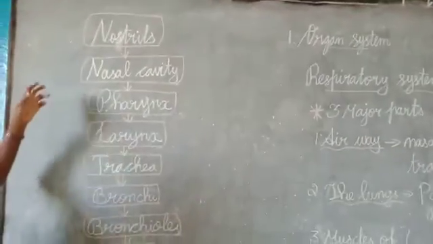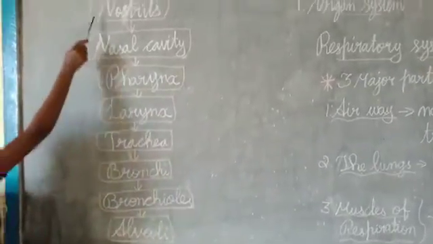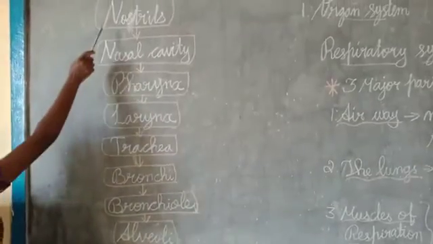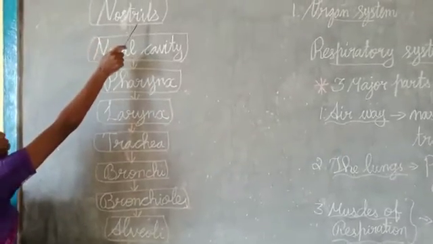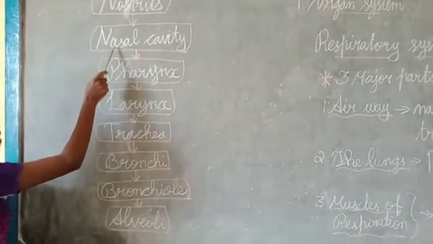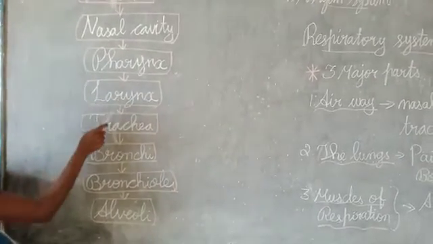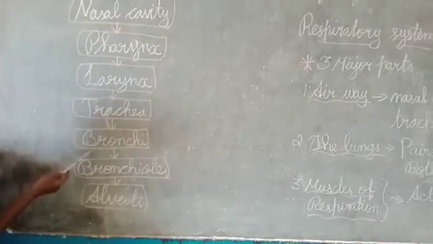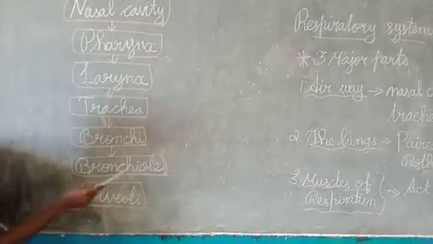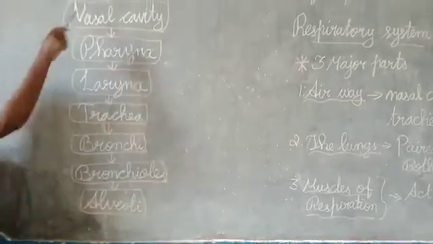Already I told in the digestive system how the food goes to the stomach. The same way, how does the oxygen go to the lungs? There are so many paths. First it starts at the nostrils. Then the air goes to the nasal cavity. Then to the pharynx. Then to the larynx. Then to the trachea. After that to the bronchi. After that to the bronchioles. Last it goes to the alveoli. This is the path by which air goes to the lungs.